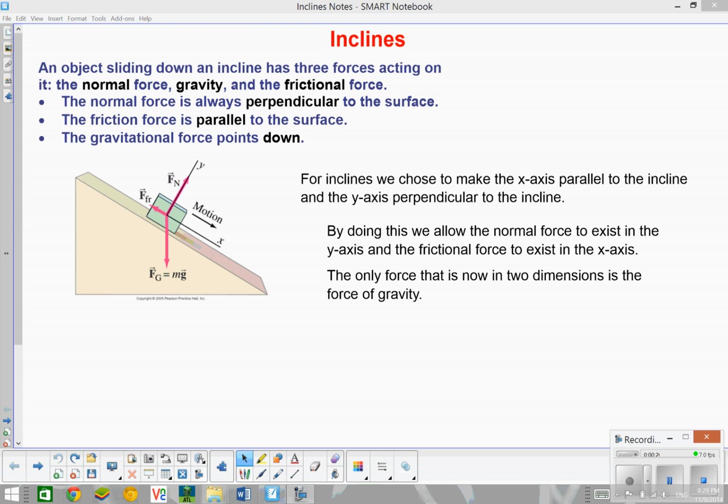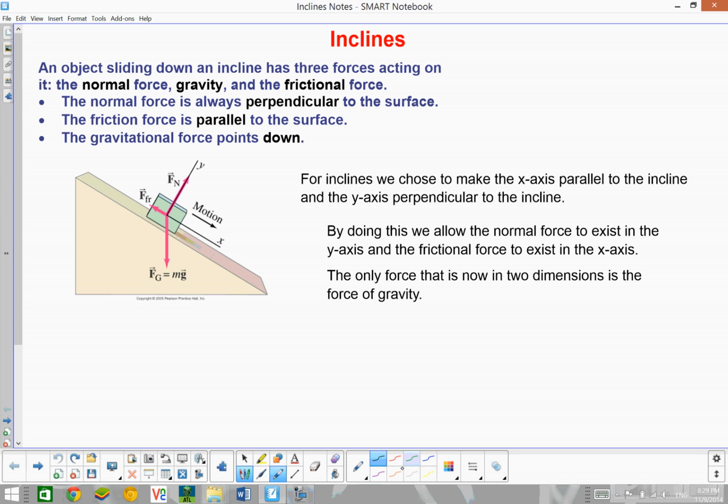You're always going to have the object's weight. That's still going to exist. That'll be the object's force as a result of gravity, and that's this guy that's straight down. In addition, the inclined plane itself is going to support the object.